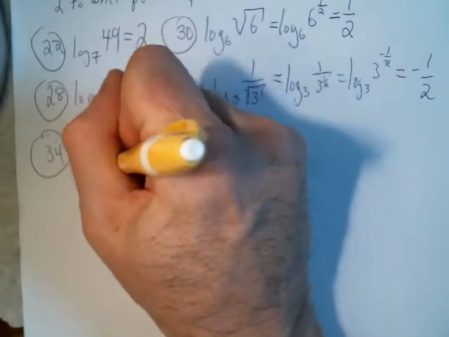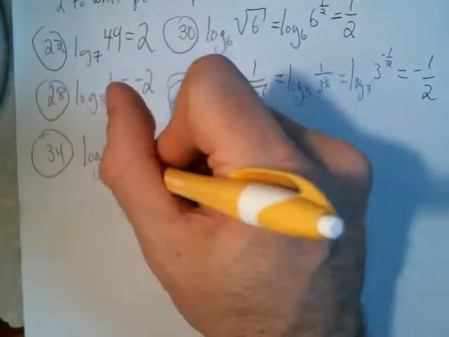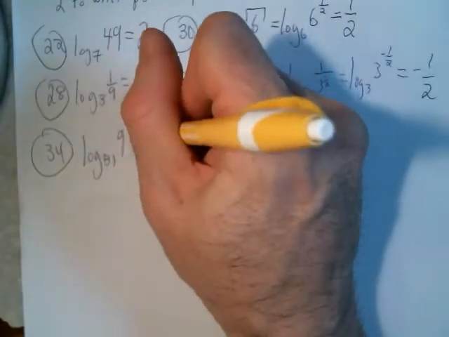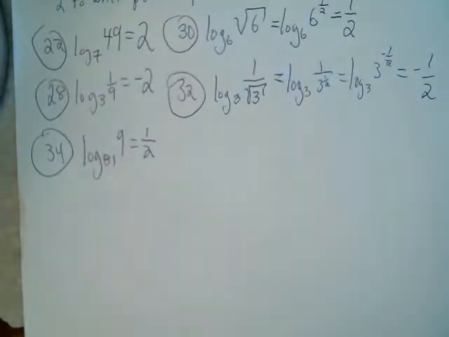34, log base 81 of 9. So 81 to what power is 9? Well, if you took the square root of 81, that would give you 9. So it's 1/2.